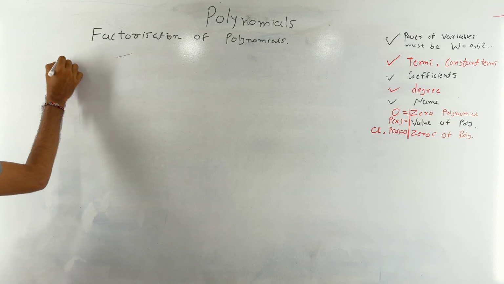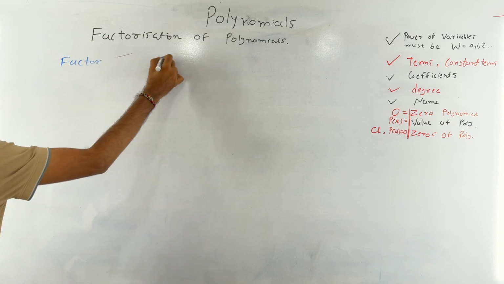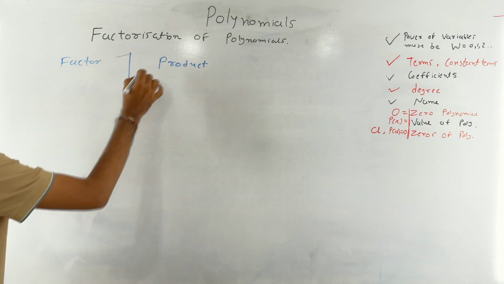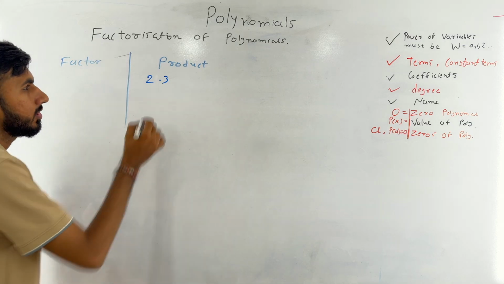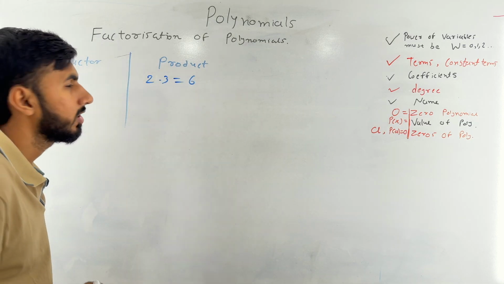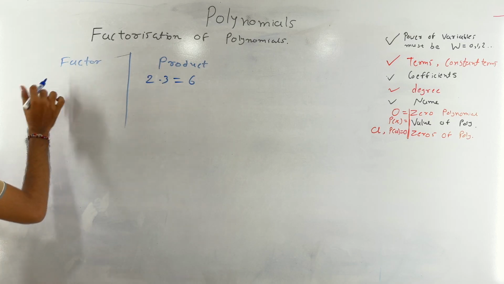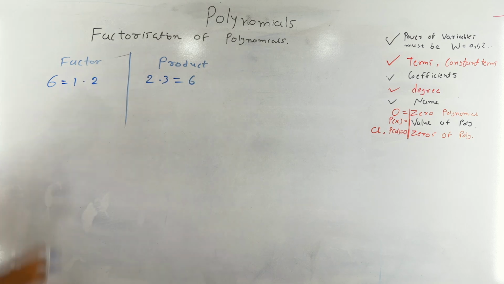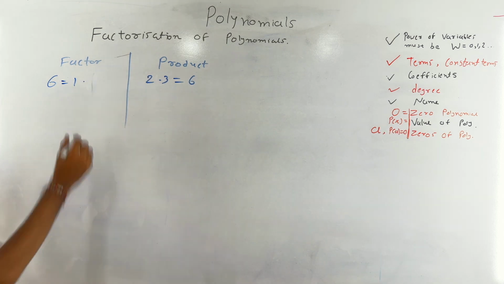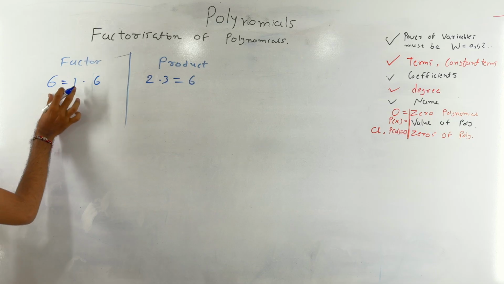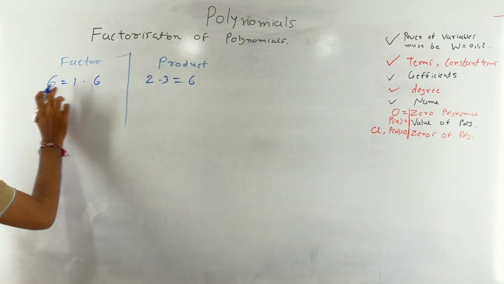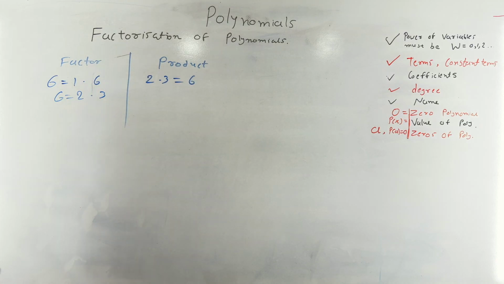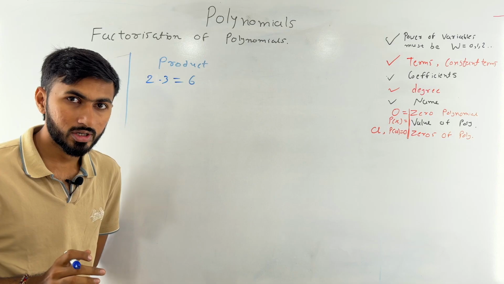Now if you see factor and product, what is the difference between factors and product? If someone tells you to do a product of 2 and 3, you just have to do a multiplication. 2 multiply 3 will be 6. Now if someone asks you to write the factors of 6, that means you have to write numbers which, if you multiply them, your answer should come as 6. So I can write 6 is equal to 1 and 6. So 1 and 6 are factors of 6. I can write 2 and 3 also. So 2 and 3 are also factors of 6. So this is the basic difference between factor and product, as you all know.